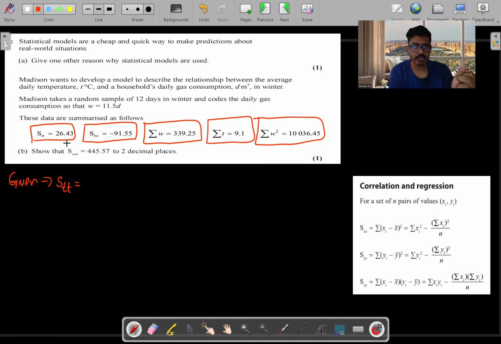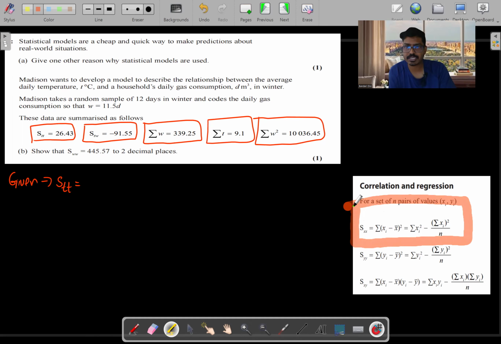Now we need to show that SWW is equivalent to 445.57 to 2 decimal places. While solving this question, it's very important that we know the first equation. On the right side, you can see the equation for SXX. This is the equation I have taken from the equation sheet. You will be provided an equation sheet in the Pearson Edexcel exam, so you have to use this equation sheet.